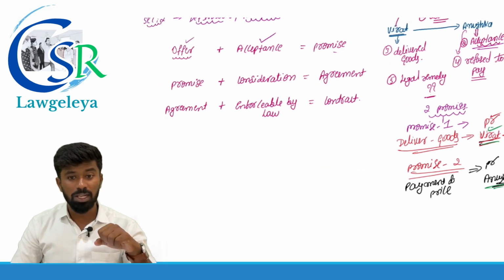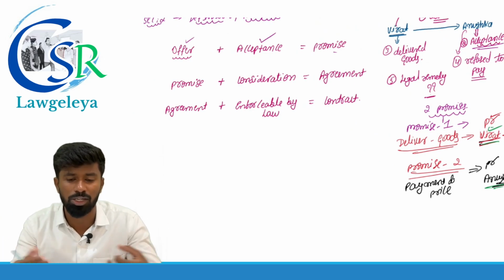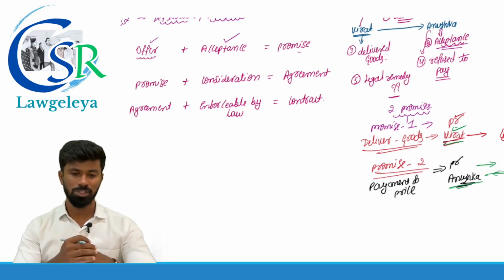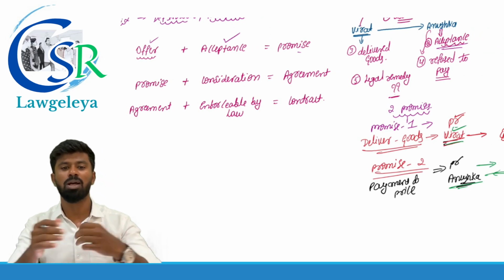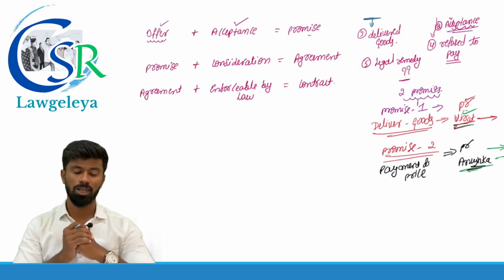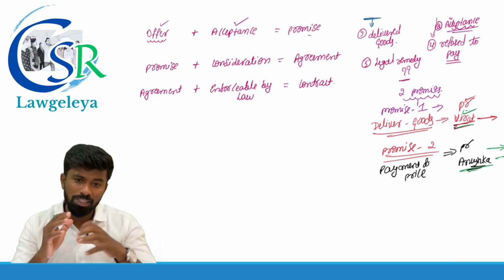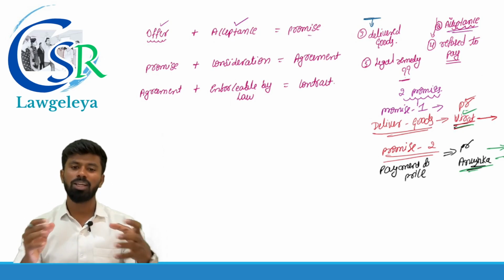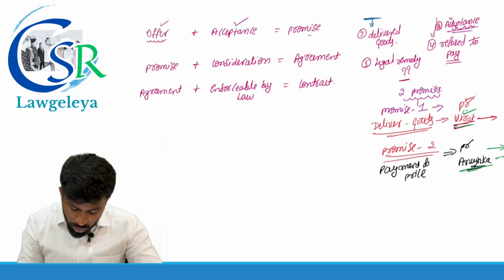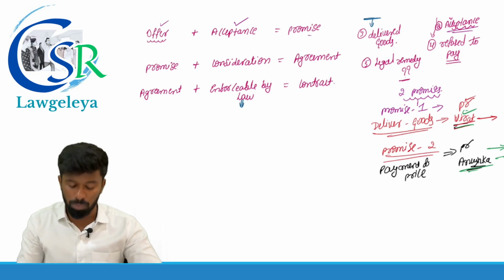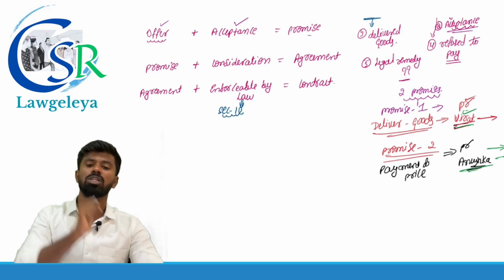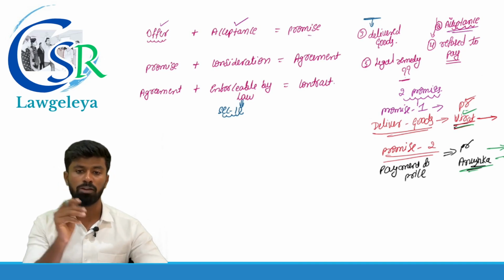So, promise plus consideration becomes an agreement. I repeat, offer plus acceptance becomes a promise, and promise plus consideration becomes an agreement. An agreement, if it is enforceable by law, becomes a contract. Now the question is, when can we say an agreement is enforceable by law? There are a few conditions to be satisfied. Section 10 of the Indian Contract Act provides the essentials to be a valid contract.